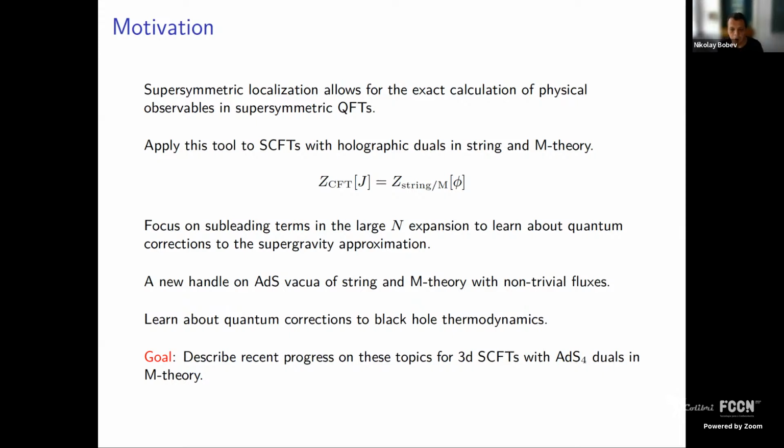All right, so these are very lofty goals here. So I'm going to focus on some specific examples so that I can tell a story. There's been recent progress on some of these ideas in the context of 3D superconformal field theories with AdS4 duals in 11 dimensions. So this will be the topic of my talk, but many of the things I say can be extended to other numbers of dimensions, to type IIB or massive type IIA and so on. All right, so that's the motivation.